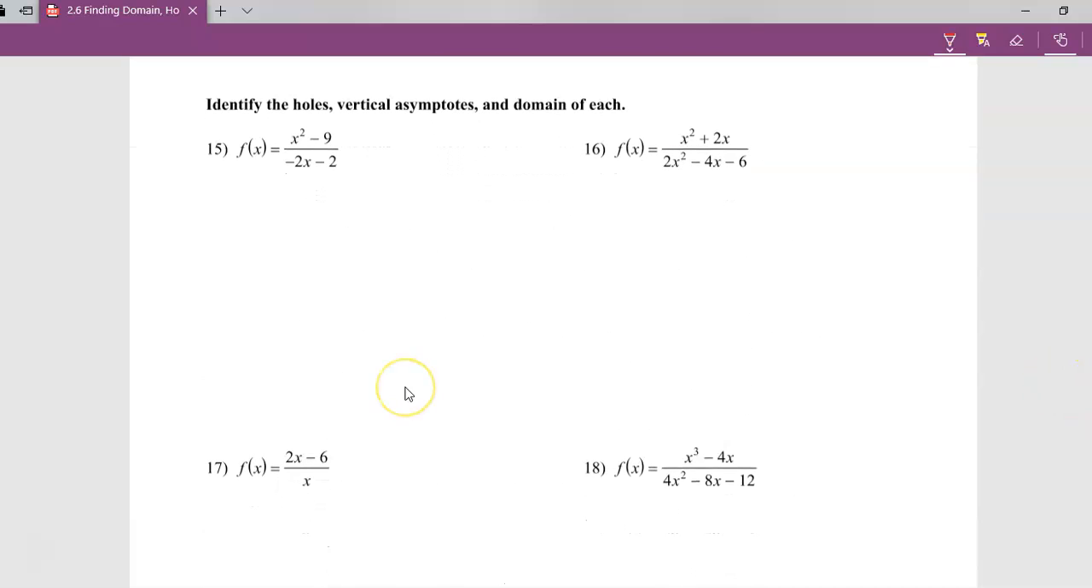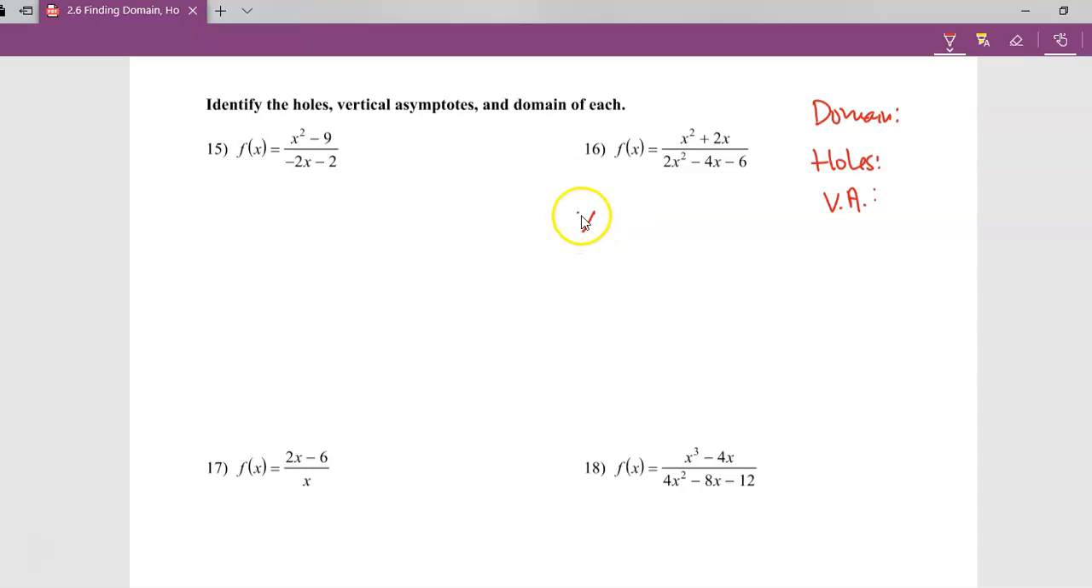On this last section, it's just asking you to find all three, even though in that middle section we kind of did that already. So you're going to find the holes, vertical asymptotes, and domain. Remember to do it in order, though. I think it's a little bit easier if you do the domain first, then the holes, and then the vertical asymptotes. So the first step on all of these is just to factor, factor, factor.